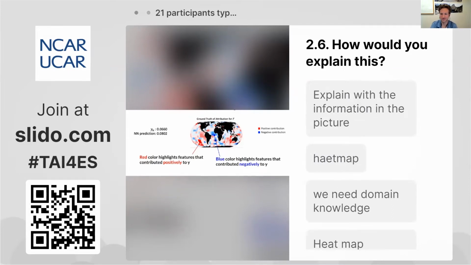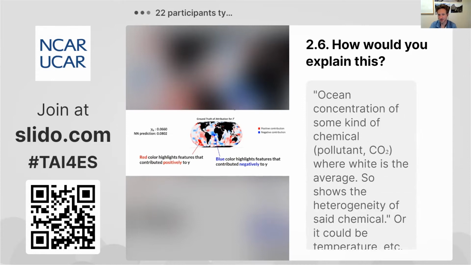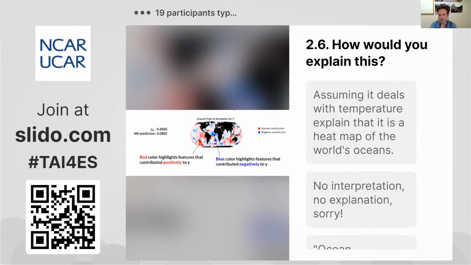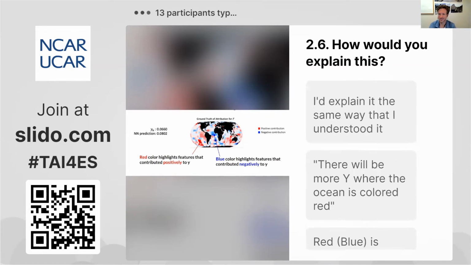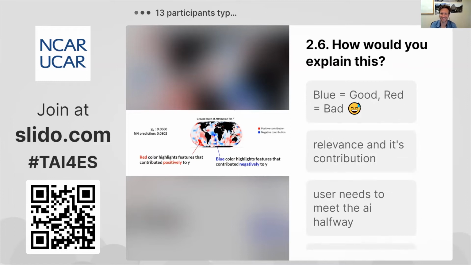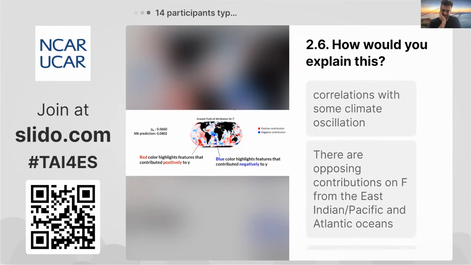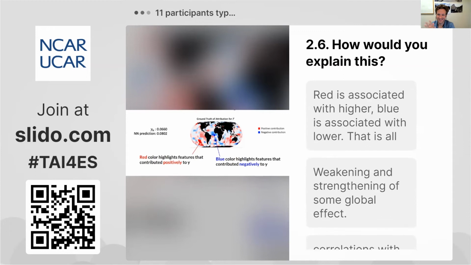Heat map. Explain with information picture. I don't know. Options. No prediction. No explanation. Got your work cut out for you, Antonios, in the next section. We should do this again at the end and see how well you did. Yeah, exactly. All right, nice. Associated with higher, associated with lower, and that's all weakening and strengthening some global effect.